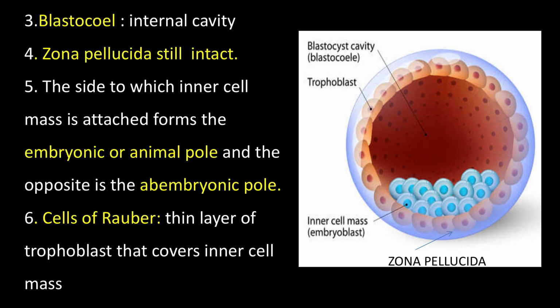And the inner cellular mass of the embryoblast that are closely in opposition to the trophoblast of that side, they have secreting cells which are called as cells of Rauber. These cells of Rauber are a thin layer of trophoblast that covers the inner cell mass.